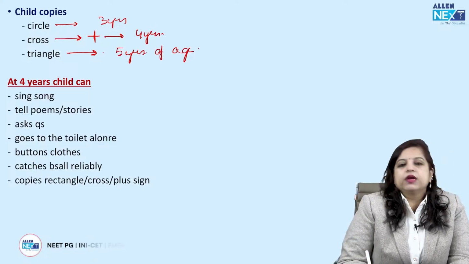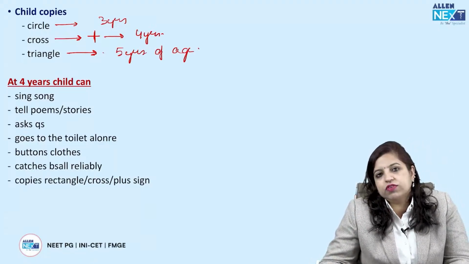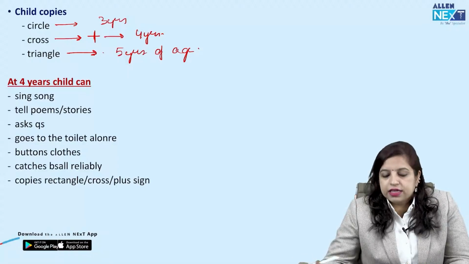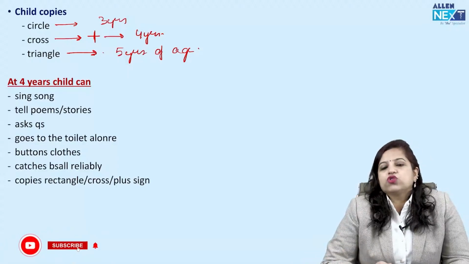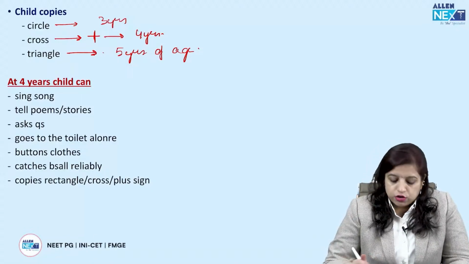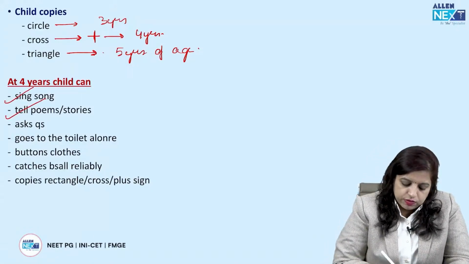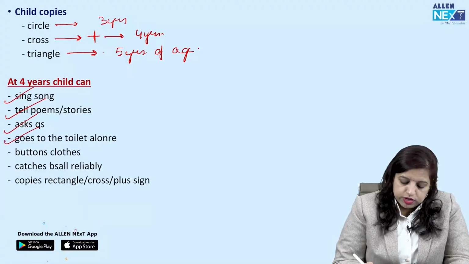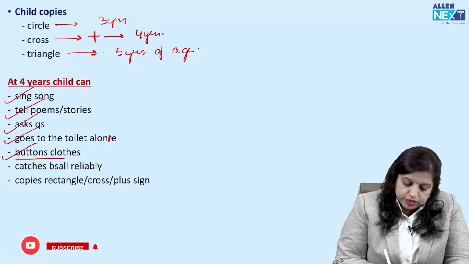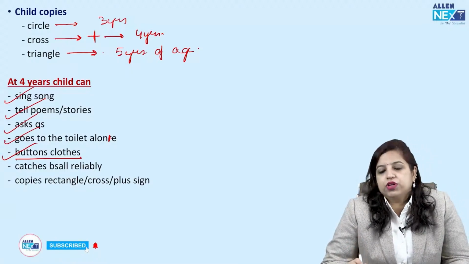The child would be able to copy a triangle at 5 years of age, a cross at 4 years of age, that means a plus sign, and finally, a circle by 3 years of age. So at 4 years, what all the child can do, we should be aware of. He can sing a song, he can tell a poem, ask questions, go to the toilet alone, then button his clothes. Very importantly, see, buttoning does not come at 3 years.